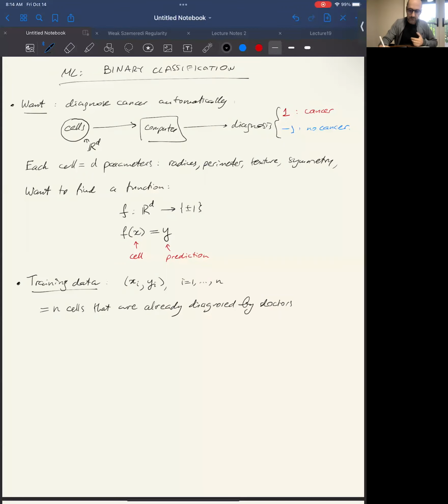So this is what it can look like geometrically in high dimensions. We have points, and some of them are, let's say, cancerous points. Okay, this is +1 points. And some other points have no cancer.